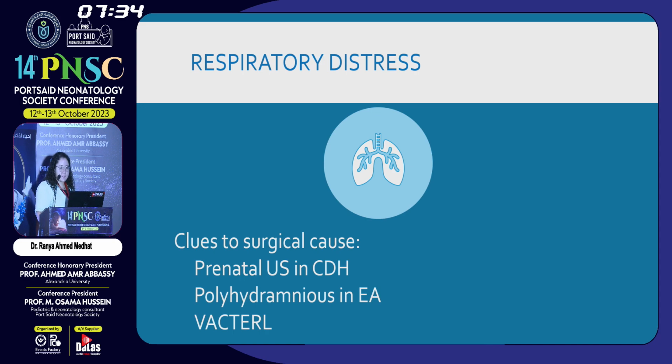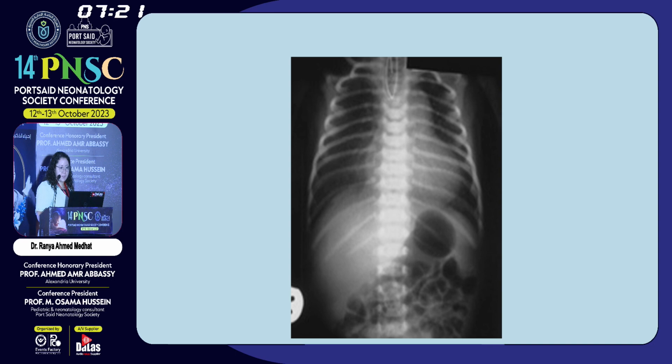Okay, so if the neonate is in the first few days of life with signs of respiratory distress, and I am already thinking of a surgical cause, what is the first thing to do? I have to pass a Ryle's tube. If this is how the X-ray looks like, the Ryle's tube is coiled in the upper esophageal pouch and not reaching the stomach, then this is a case of esophageal atresia.